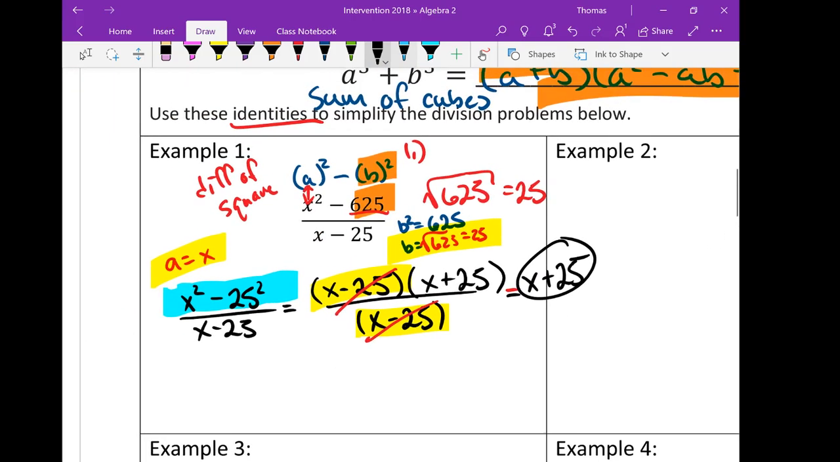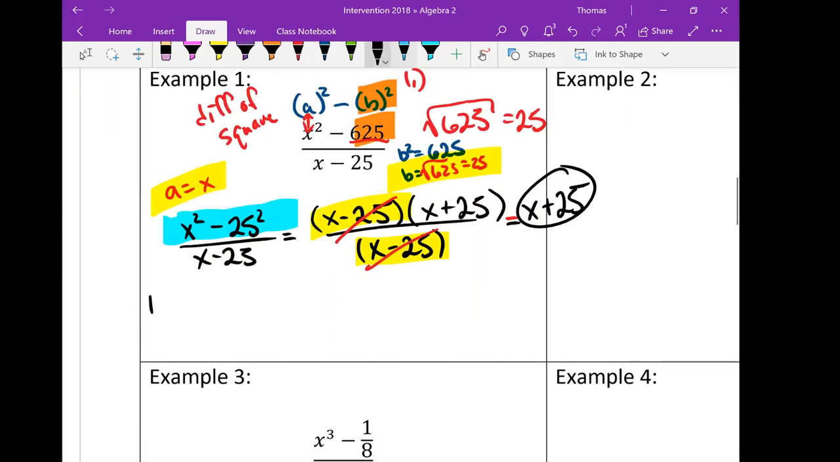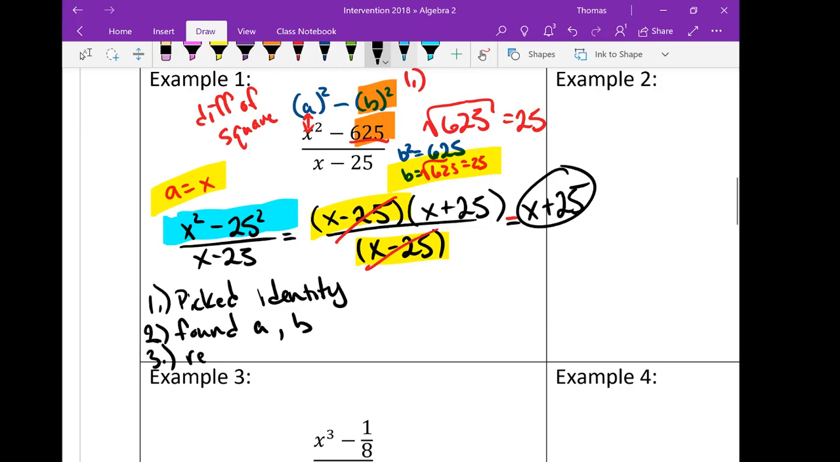Okay, so overall, we figured out which identity. We picked an identity. We found our A and our B. And then we rewrote it and simplified.